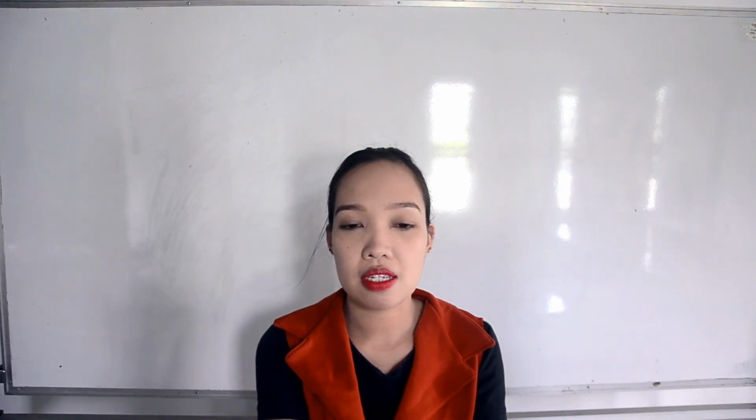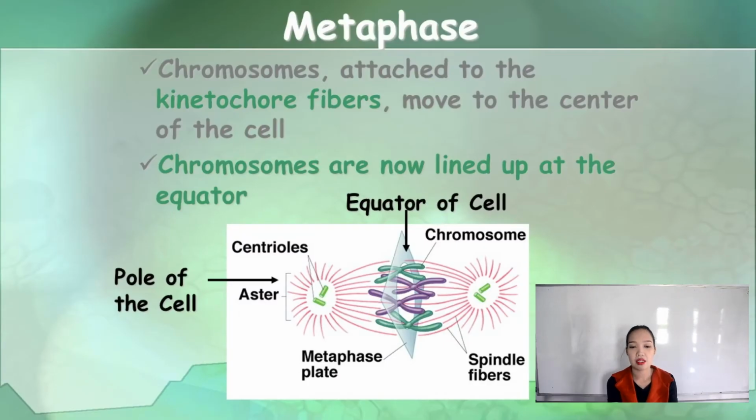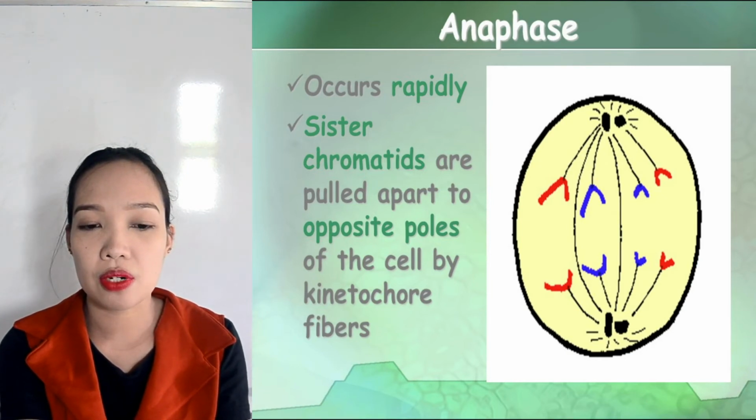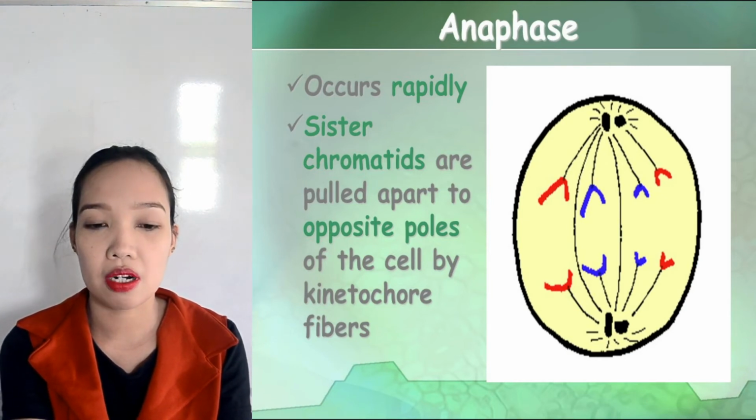After prophase is the metaphase. Chromosomes attached to the kinetochore fibers move to the center of the cell, and chromosomes are now lined up at the equator. Next is anaphase. It occurs rapidly. It is where sister chromatids are pulled apart to opposite poles of the cell by kinetochore fibers.